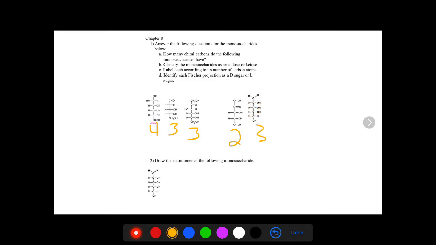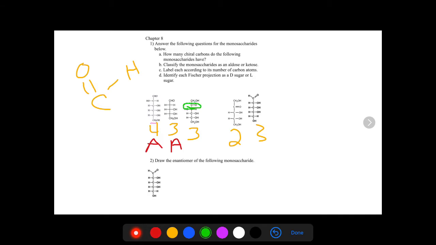Okay, so then the next question says, classify as an aldose or a ketose. So the first one has it written CHO, but really what that looks like is C, the double bond O, and then H. So anywhere it says CHO, that would be an aldose. So we're going to put an A here for aldose. This one is also an aldose, but this one is going to be a ketose because we have that carbonyl carbon right there on the second carbon.